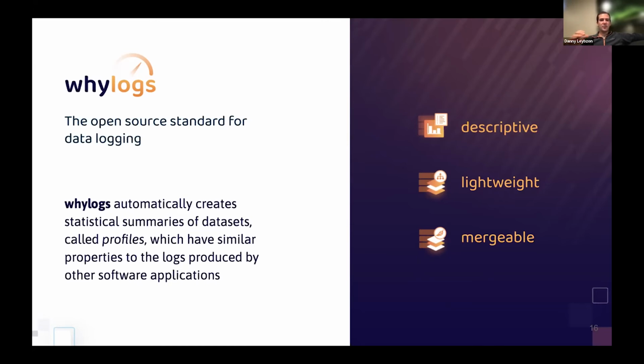WhyLabs profiles are mergeable. What that means is that if you take one profile and another profile, you can combine them together to create a third profile, which represents a combination of the data from the previous two. Mergeability is a pretty common property in mathematics, where one way to merge two pieces of information is a sum. If you have a count, you can just add together the count of your apples in basket A and your apples in basket B, and you'll get the total number of apples between baskets A and B.